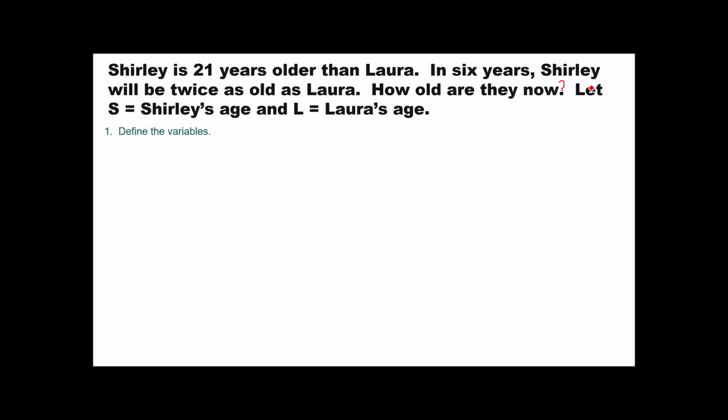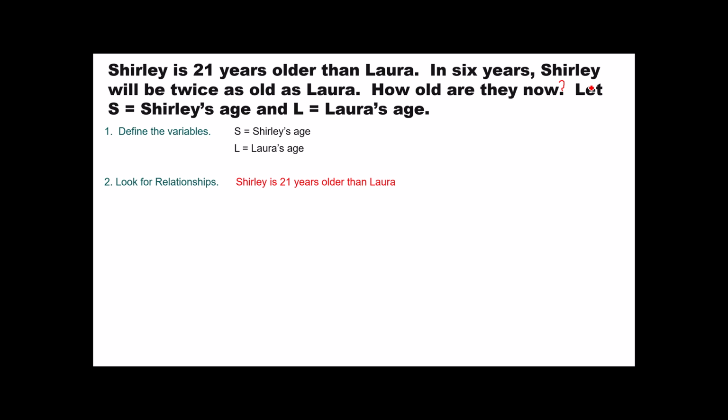Now, you'll notice that we are supposed to define our variables, but the question has already done that for us. Now, I've said before that you can pick any variable you want. If the question assigns a variable for you, you need to use whatever variables they give you. Since they've defined the variables, we can start looking for relationships. Shirley is 21 years older than Laura.